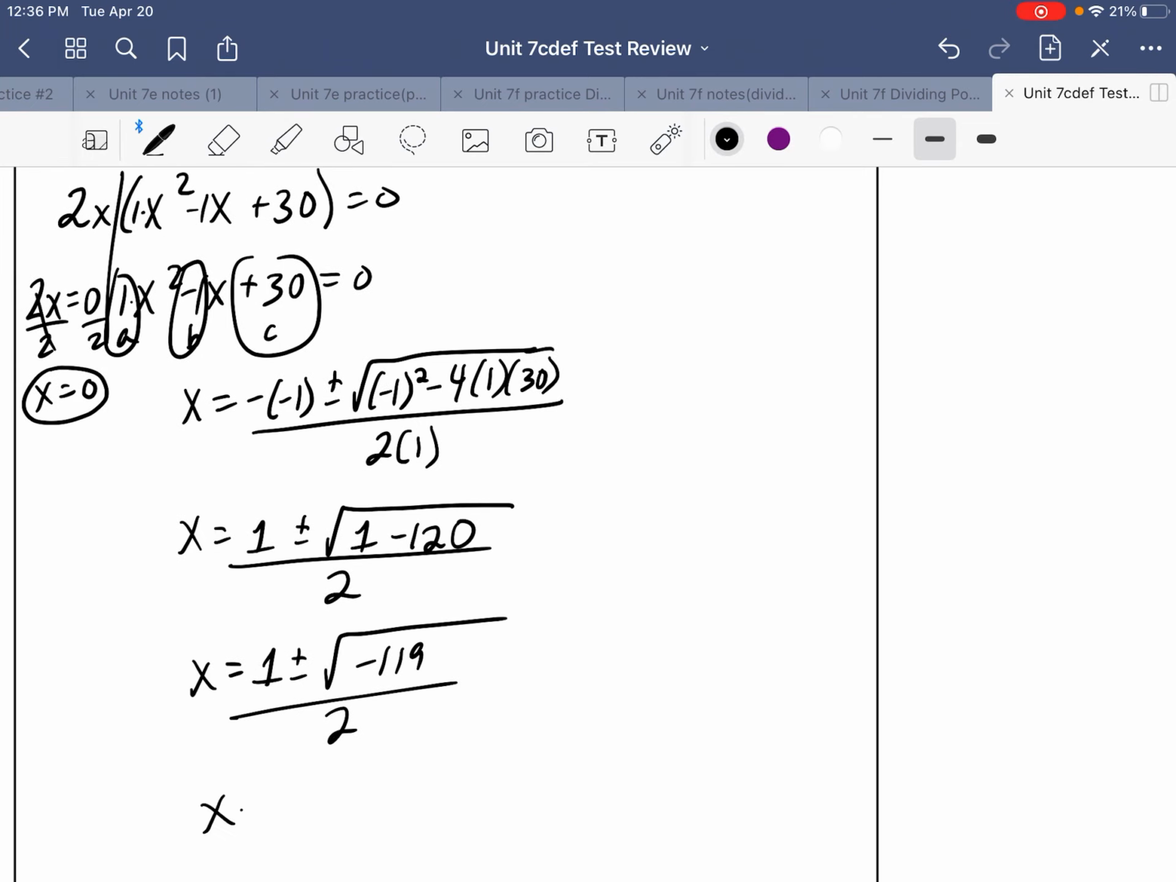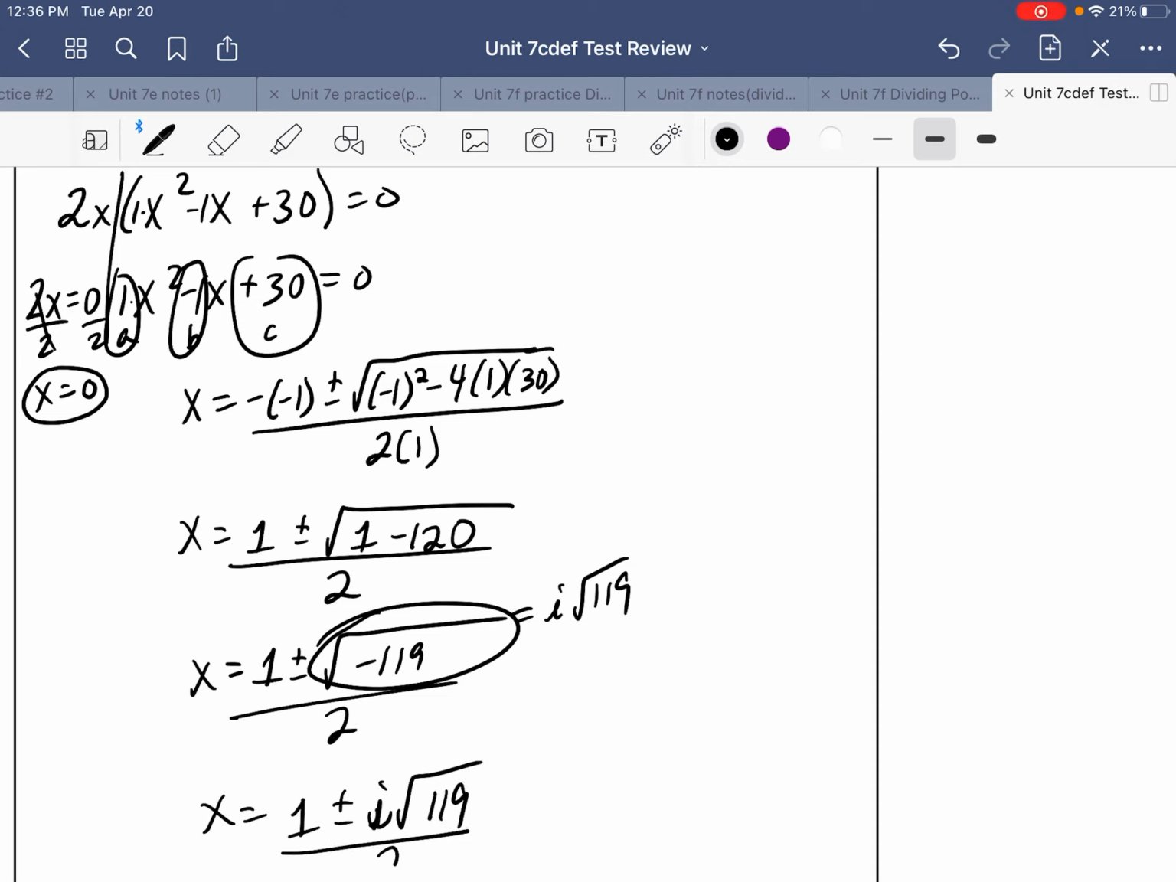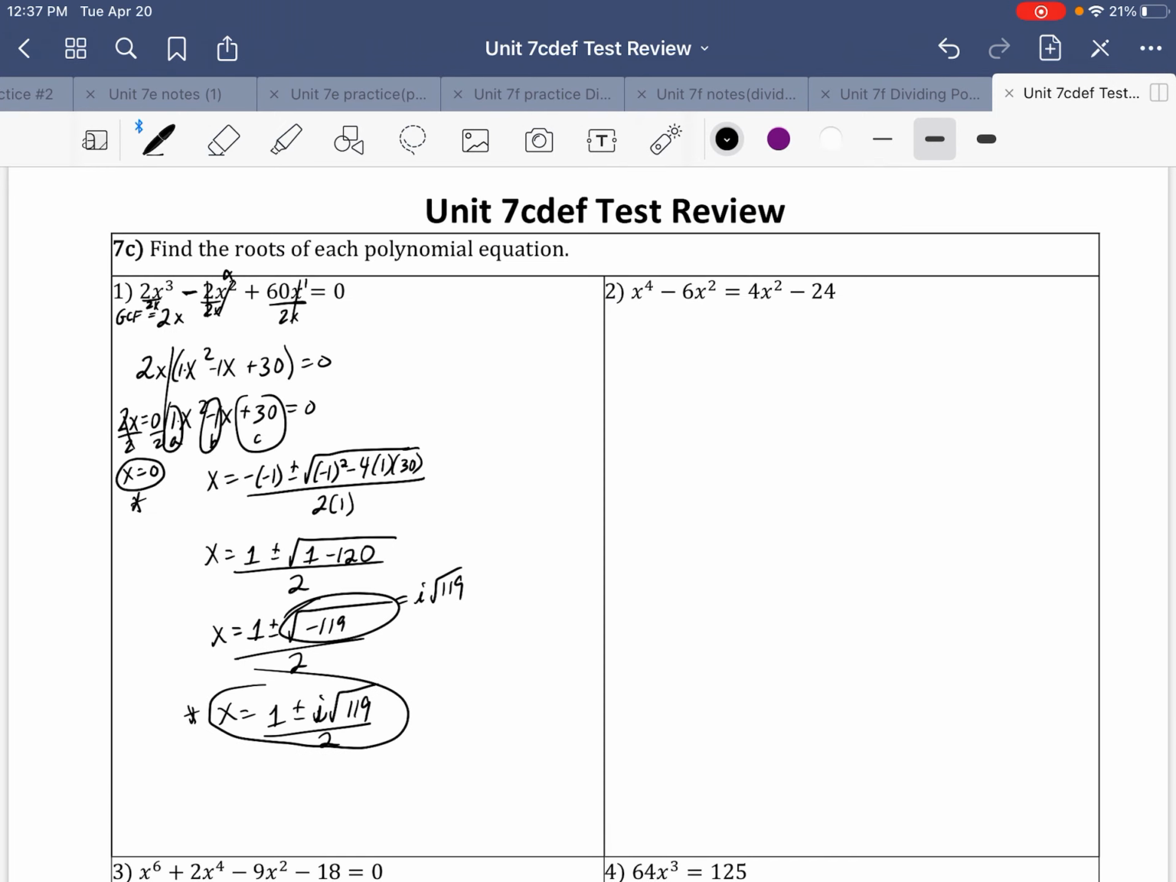And then the only thing we can simplify there, we look to simplify this square root, and that would be i square root of 119. 119 is a prime number, I believe. So it's going to be i square root of 119 divided by 2, nothing to simplify. Those would be your other two answers. So we have one with x equals 0 and two solutions with 1 plus i square root of 119 over 2 and 1 minus i square root of 119 over 2.